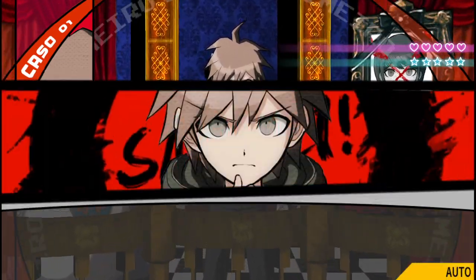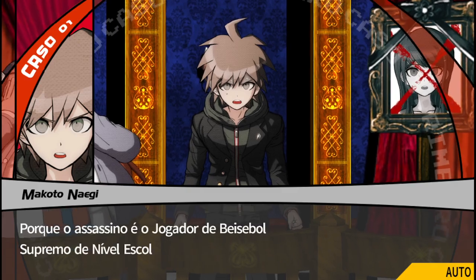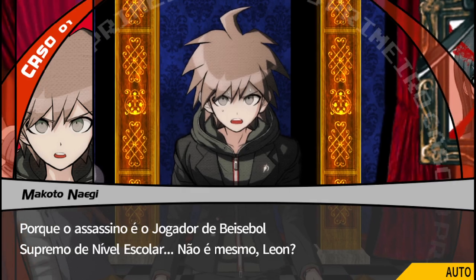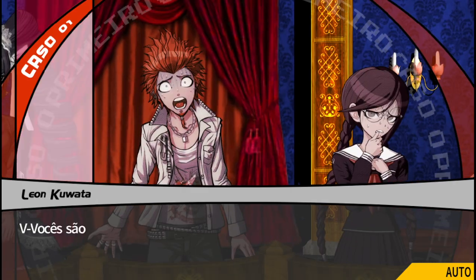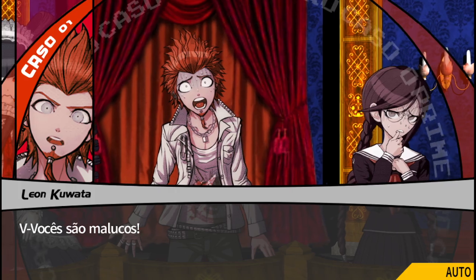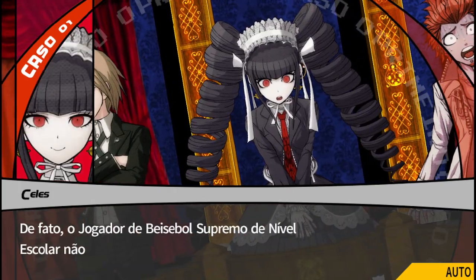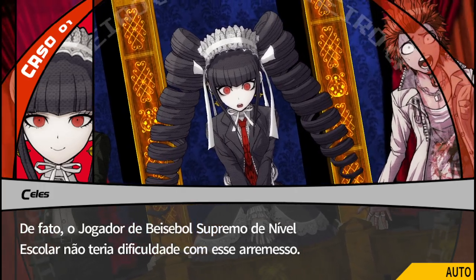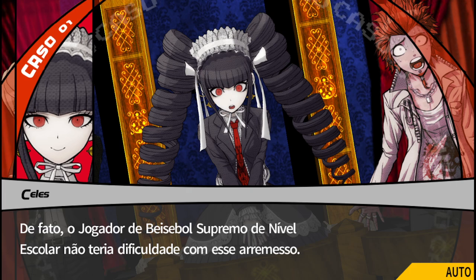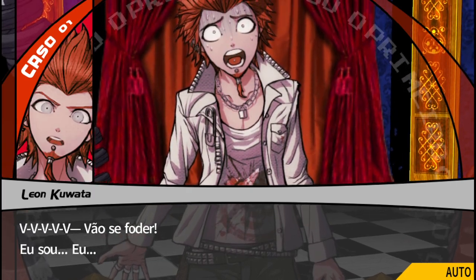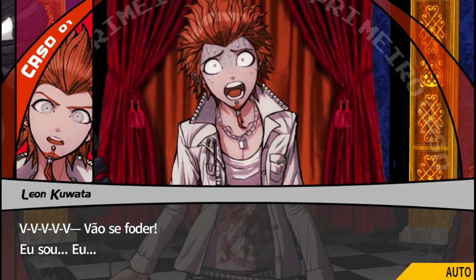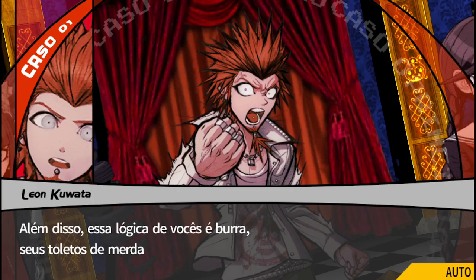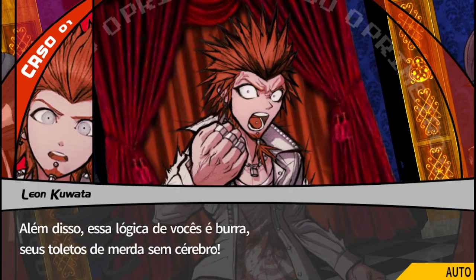I got it! Because the killer is the ultimate baseball star. Isn't that right, Leon? Do you have any idea how stupid you sound right now? A target 30 feet away would surely be little challenge for the ultimate baseball star. You can't be serious. I'm not the killer! These goddamn shifter brains have got it all wrong, I'm telling you!